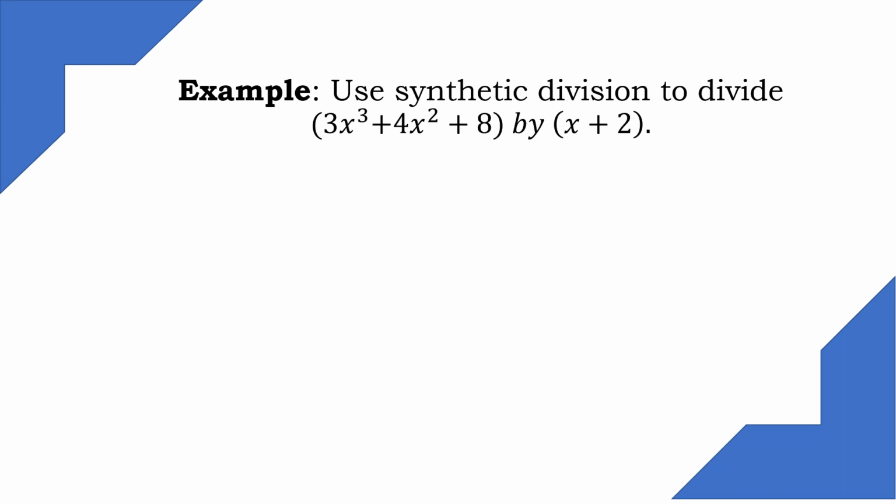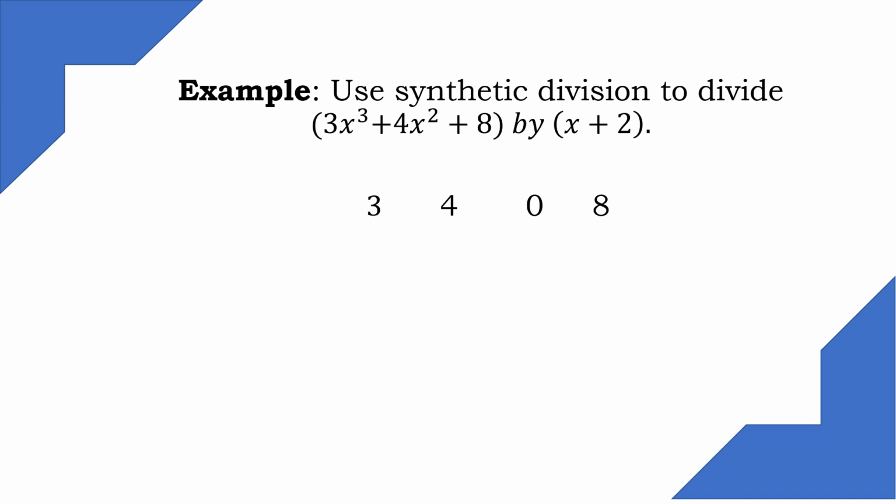So let us deal with this example. Use synthetic division to divide 3x cubed plus 4x squared plus 8 by x plus 2. So for the first step, we need to write the coefficients of the variables of the dividend in order of descending powers. And remember to put 0 in place of the missing coefficients of the variable. So on this case, the coefficients of the dividend, we have 3, 4, 0, 8.